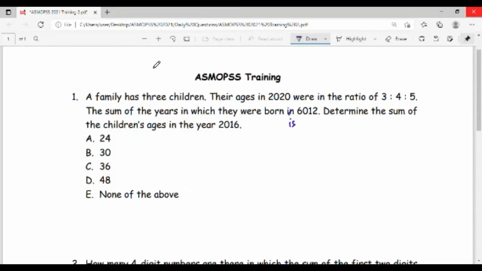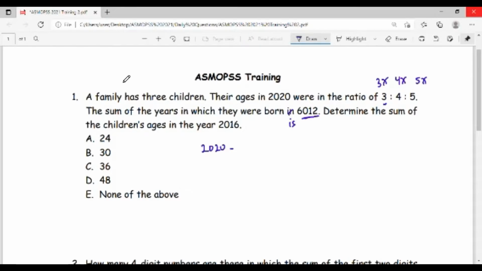So if we know that the sum of the years in which they were born is 6012, we need to know first in what year each of them was born. For the youngest child, the age is 3 units, or we can say the age is 3x. The same goes here: 4x for the second child, and the eldest child's age is 5x. By knowing that, we can find the year in which each of them was born.